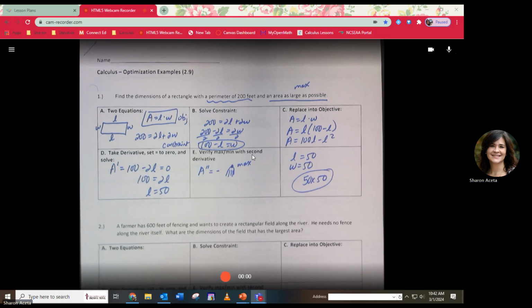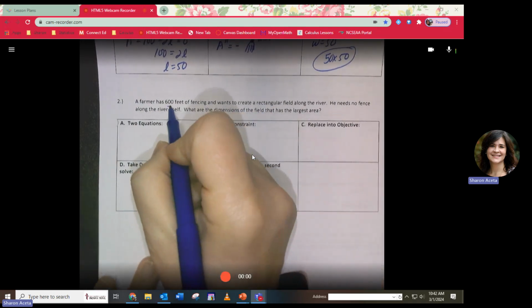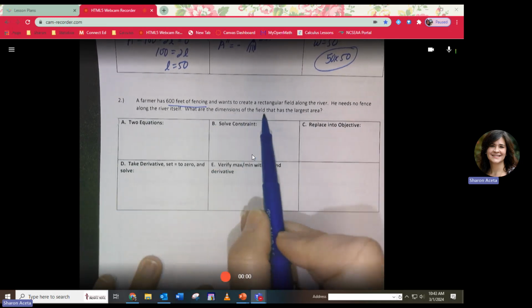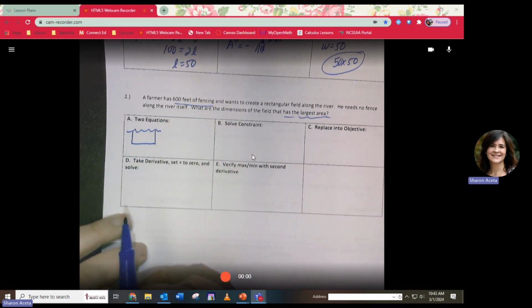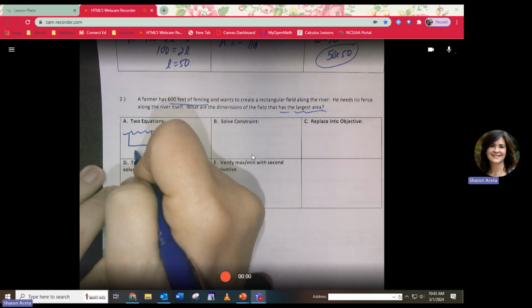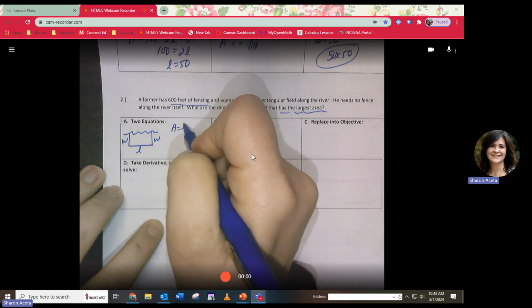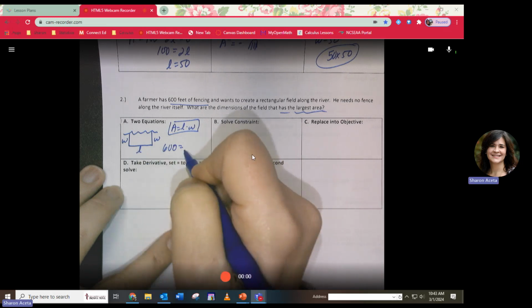Let's do a little bit harder of a problem. A farmer has 600 feet of fencing, so there's perimeter again, and wants to create a rectangular field along a river. He needs no fence along the river. What are the dimensions of the field that has the largest area? So again, you have this river. You're going to draw this rectangle. You don't need fence on that side. So length times width would still be the area. That would still be my objective function. The perimeter would change. Now it would be 600 equals 1L plus 2W.